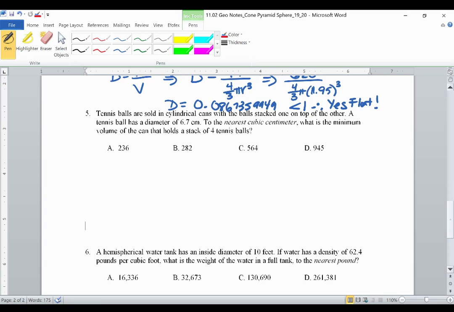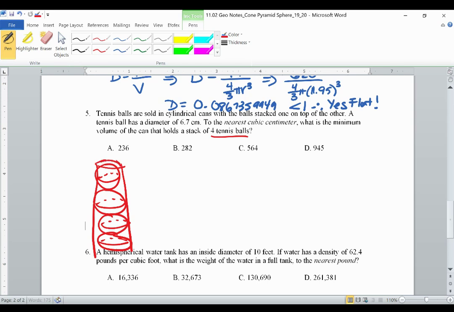So tennis balls are sold in cylindrical cans with the balls stacked on top of one another. So we've got a tennis ball with a diameter of 6.7 centimeters. To the nearest cubic centimeter, what is the minimum volume of the can that holds a stack of 4 tennis balls? So you've got, again, I'm not very good at drawing here, but we've got a tennis ball here. These are pretending to be all the same size. So here's your tennis balls. Kind of look like smile faces, not very good.